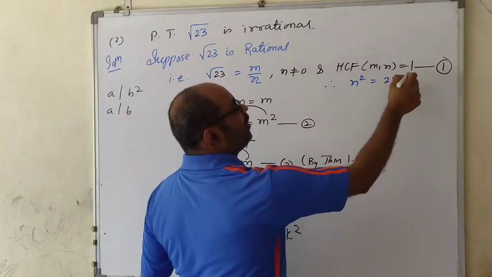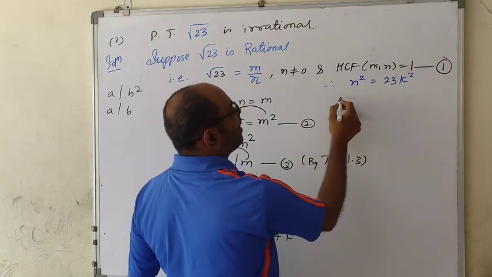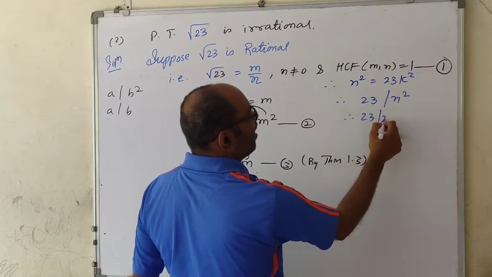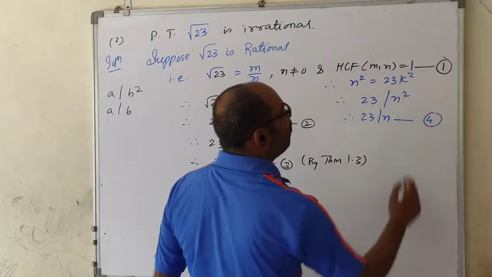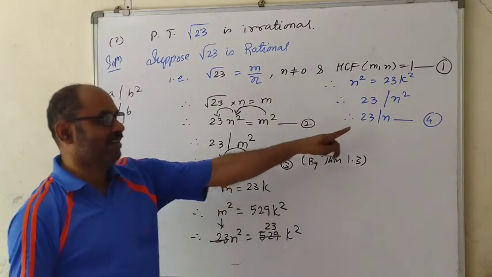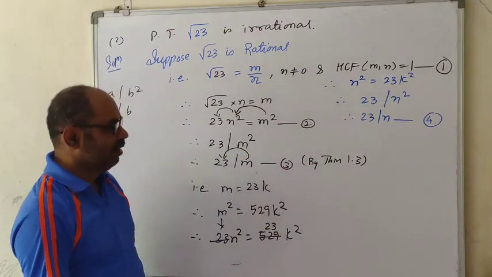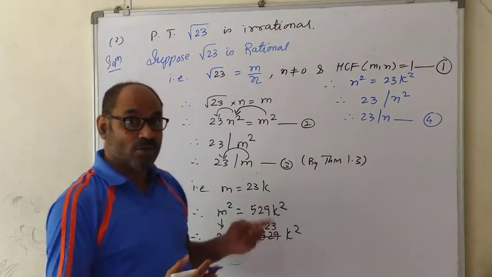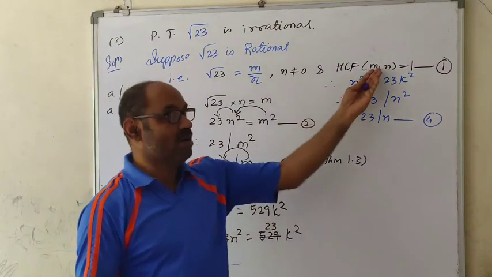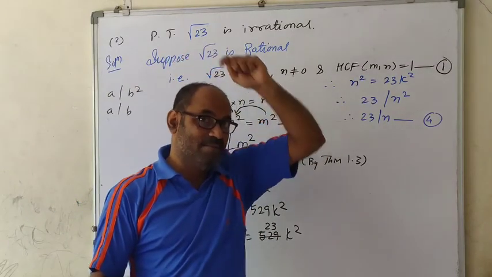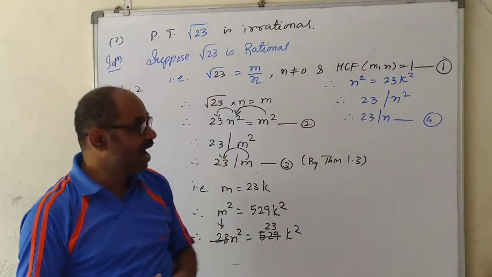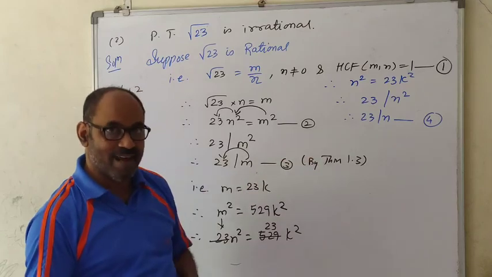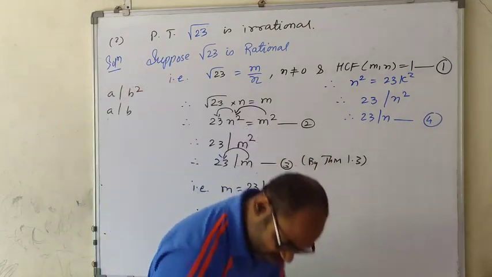This is a multiple of 23. So 23 divides N square exactly. Therefore, 23 divides N square. Therefore, 23 divides N. Result number 4. Again by using theorem 1.3 here, but no need to write it every time. Now look at results 3 and 4: 23 divides M, 23 divides N. So 23 is a common factor of M and N both. So how can the HCF of M and N be 1? They cannot be co-primes, because the only common factor for co-primes is 1. But here the common factor is 23 for both M and N.